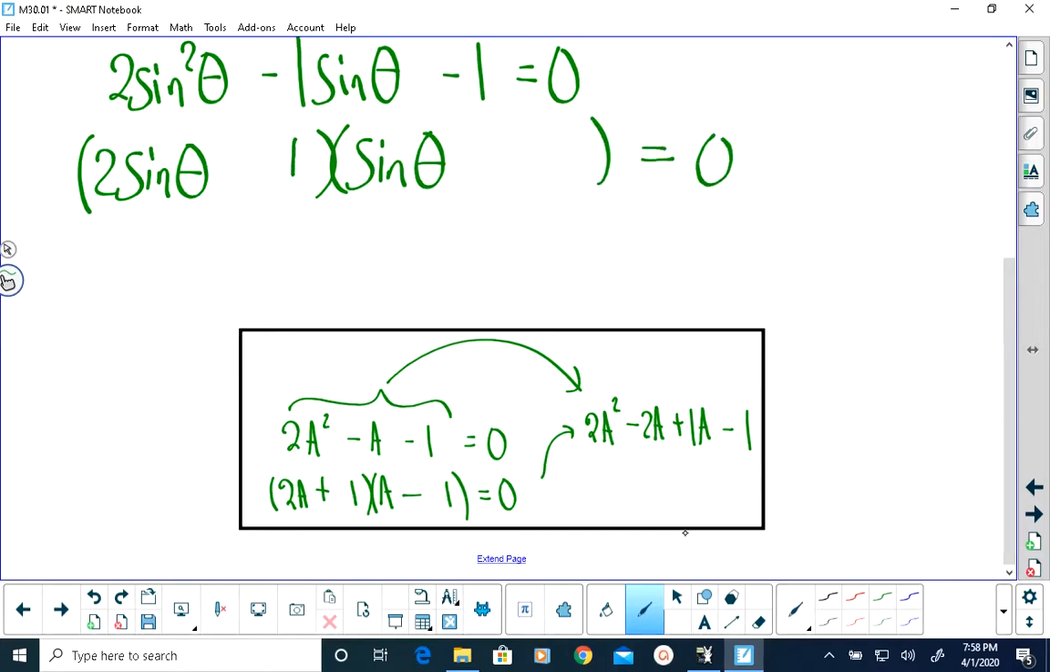This must be 1 and 1, and then you should be able to reverse engineer the process and decide that I need to put the positives and the negatives in those locations. And if I FOIL this out, then 2 sine theta times sine theta would give me 2 sine squared. 2 sine theta times negative 1 added to 1 times sine theta is going to give me this term of negative sine theta, and then the last two multiplied together will give me the negative 1.